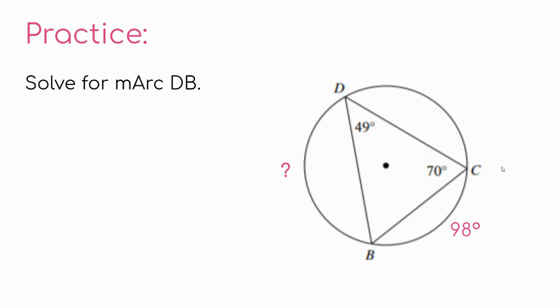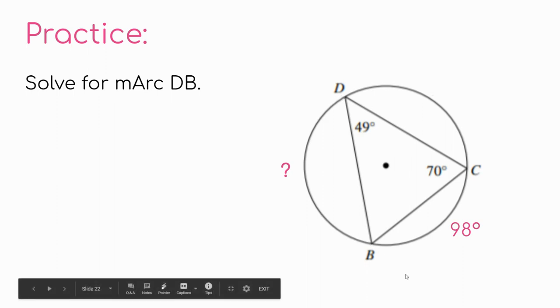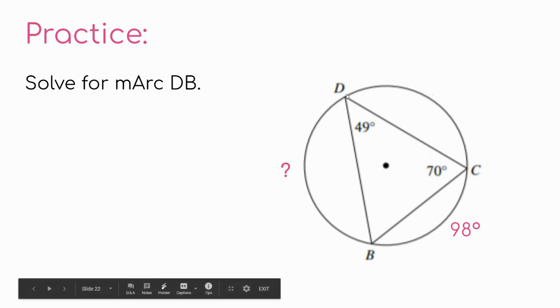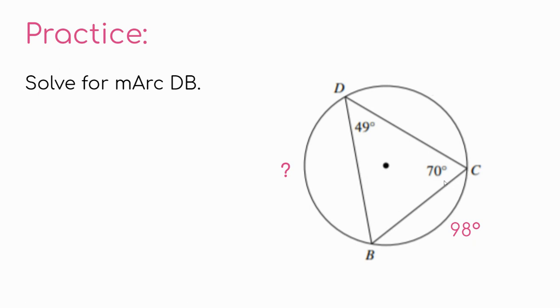So now using that same principle, try to solve for arc DB. So you should have noticed that arc DB is created by this angle here, angle C. Angle C is an inscribed angle. Take it, multiply by 2, 70 times 2 is 140.